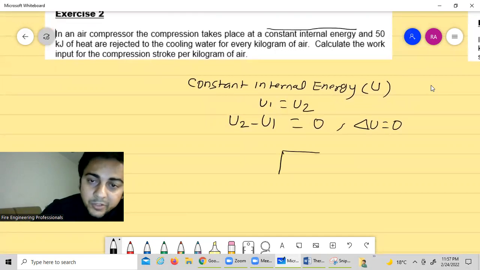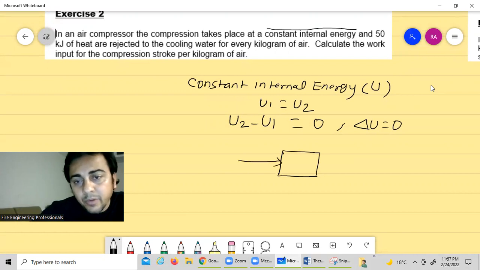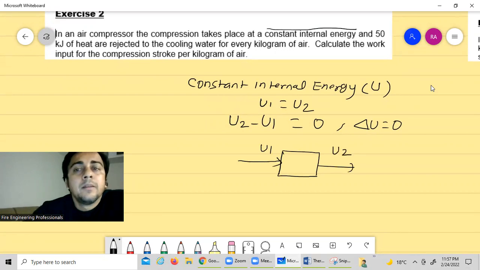Let's say I'm just drawing a general block diagram. Suppose the air is coming from this side, and this is U1, and air is going to this side, that is U2, and these two are the same, right? So during the compression stroke, and we know that when you have the piston and cylinder assembly, because of the friction between these two, there is heat generation. That heat we must remove, right?